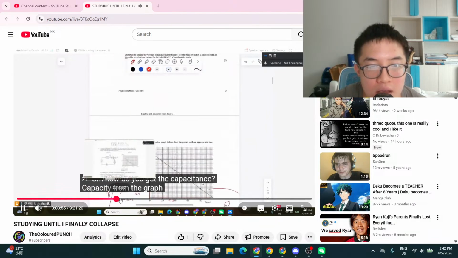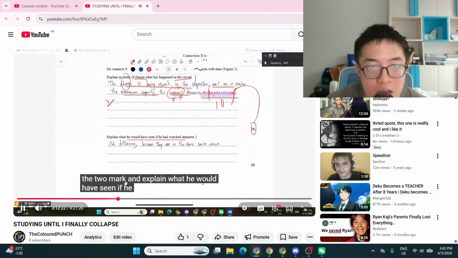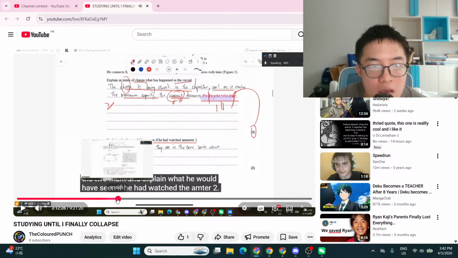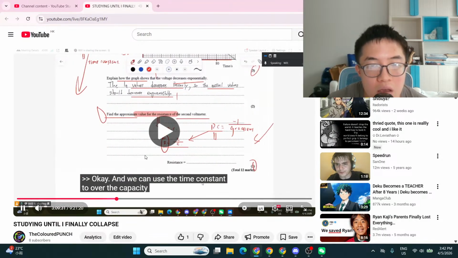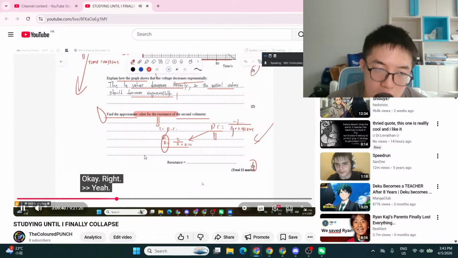On the graph, capacitance, and use the sketch graph we have seen for ammeter 2, where the capacitance equals 0.22. Okay, right? Understand? Okay.